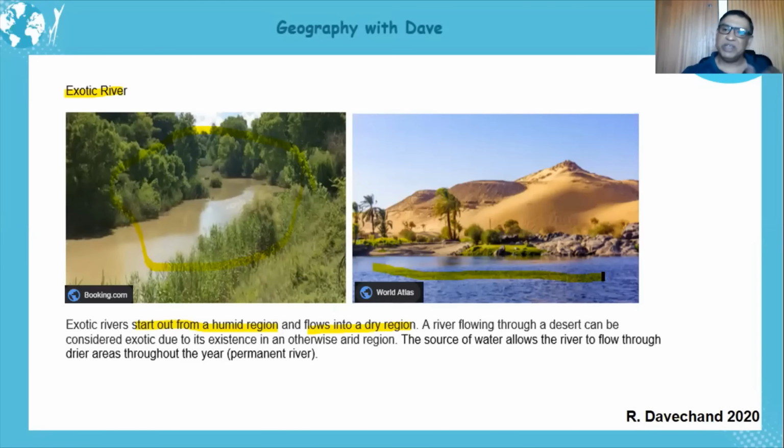Okay, the Orange River will still flow through there. That is why it's considered exotic. It doesn't make sense, learners, to have this river flowing through a dry area. Where is the water coming from? But it's coming from other regions. That's why it's considered exotic, due to its existence in an otherwise arid region. It's exotic, something from somewhere else that's coming through. All right. Now that source of water allows the river to flow through drier areas throughout the year. It's actually a permanent river.